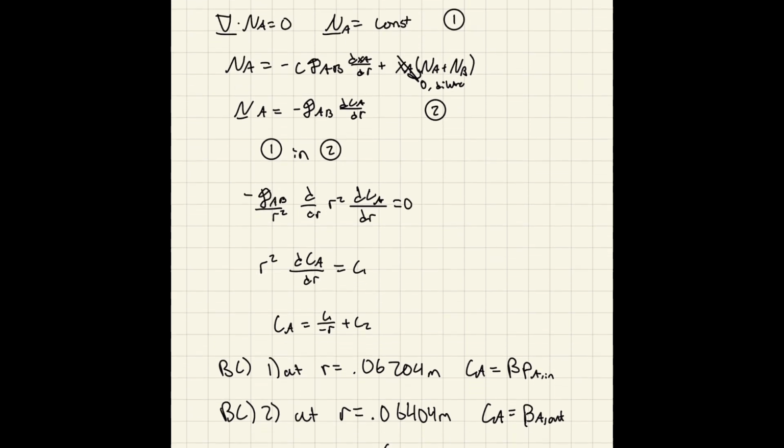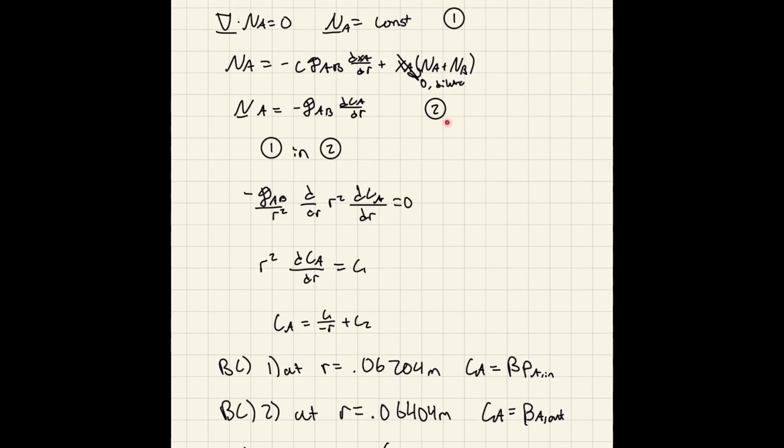Now we're going to put equation 1 into equation 2. Here we will say that the diffusivity of A in B over r squared times d dr of r squared dCA dr is equal to 0. We're going to integrate first time and say that r squared dCA dr is equal to C1. Then we're going to integrate a second time and say that Ca equals our constant C1 over negative r plus C2.